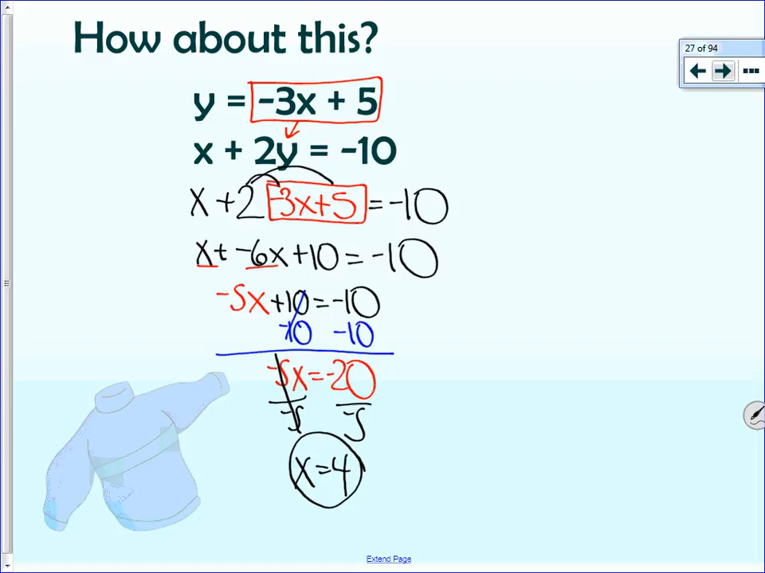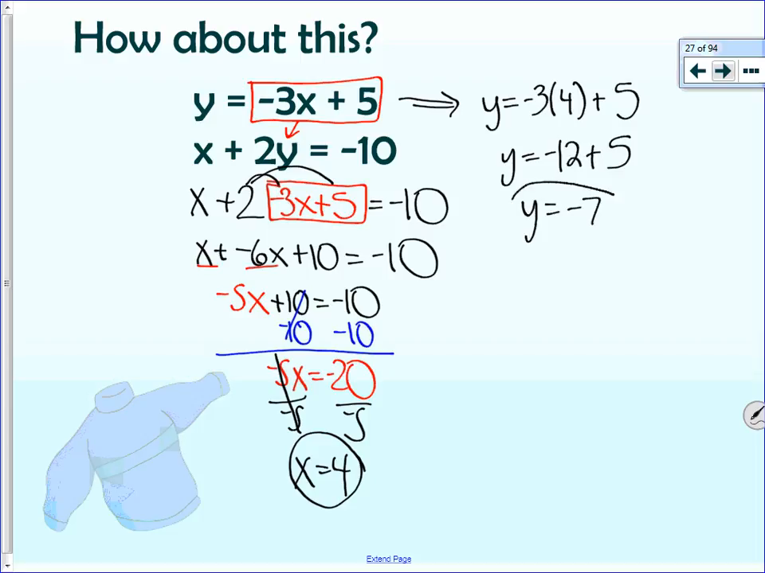Now, since you already have y solved for in that first equation, that's going to be the easiest one to substitute into. So we know x is 4. So I'm going to rewrite this equation. Y equals negative 3 times x. But we know what x is. X is 4, plus 5. So y equals negative 12 plus 5. Y is negative 7. So now we have our ordered pair, 4, negative 7.